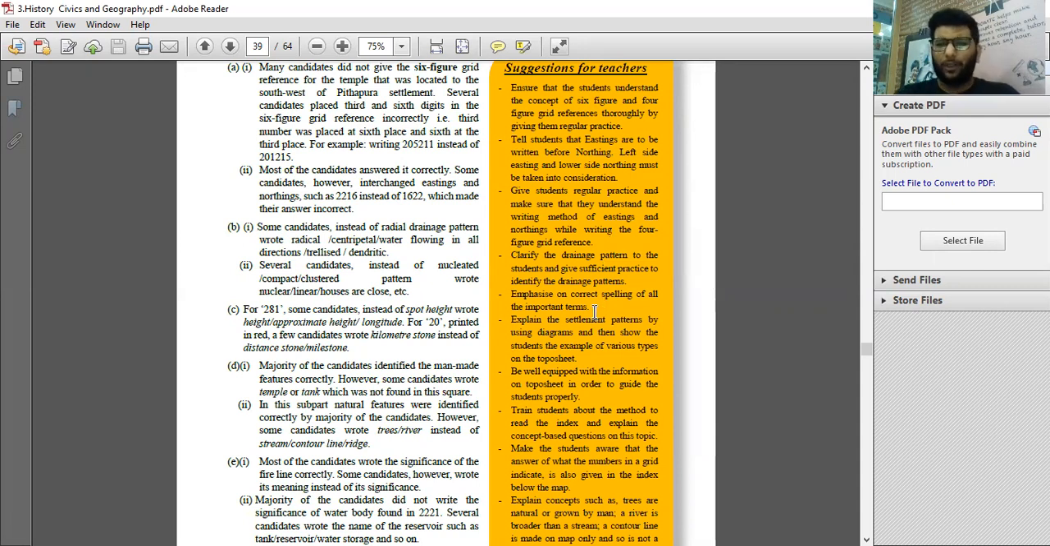For example, let's say causeway. I'm taking an example. We can't just write C-A-U-S-W-A-Y. You have to write C-A-U-S-E-W-A-Y. It has to be appropriate and correct.